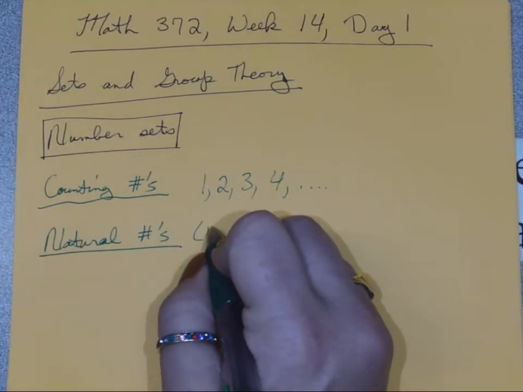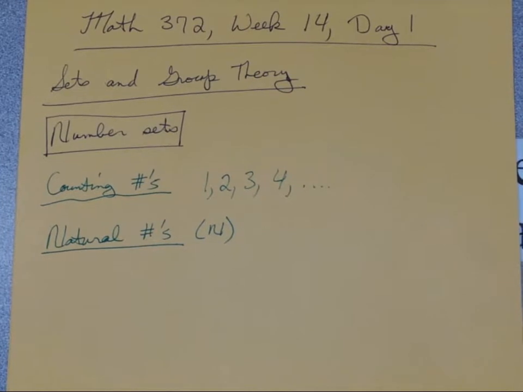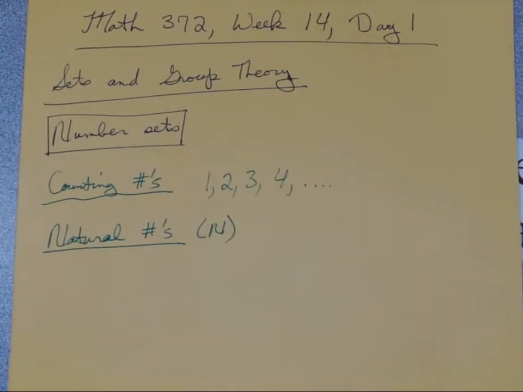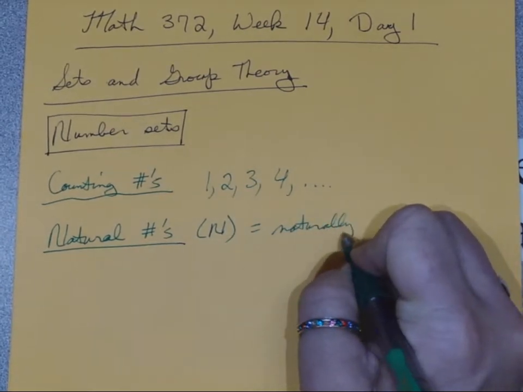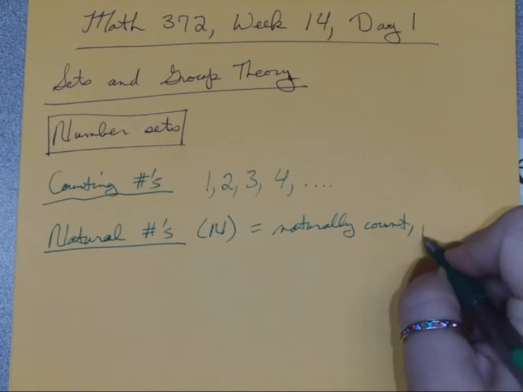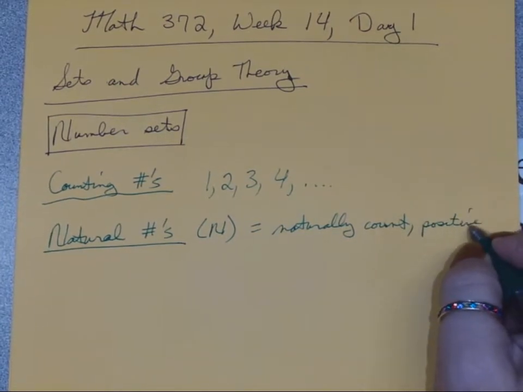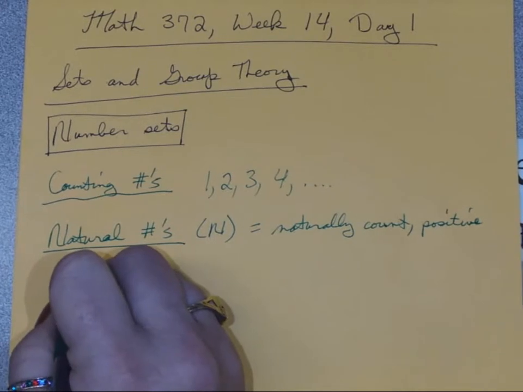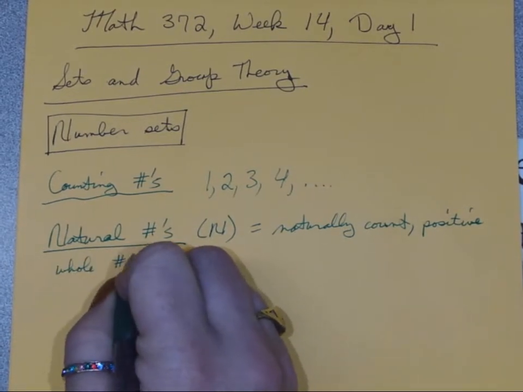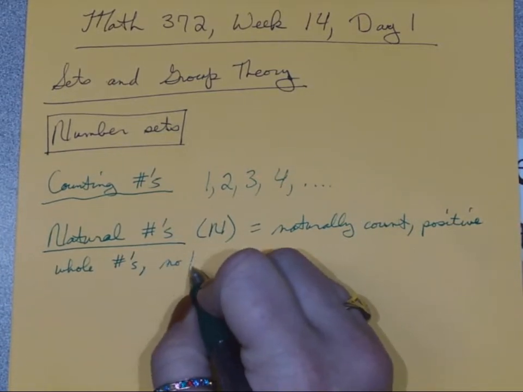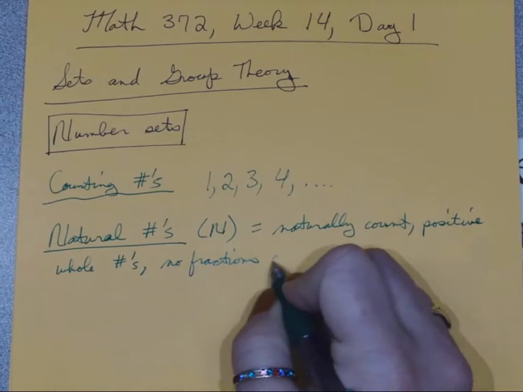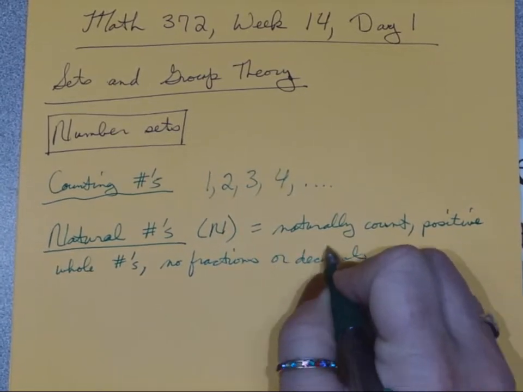There's a letter to denote that: a capital N. You'll see that as you work through some of the problems. Basically, it's all of the positive whole numbers, so things that we would naturally count. Positive whole numbers is a way to think about it, although some people say, but I don't know what a whole number is yet. Then you would say no fractions or decimals, no zeros.